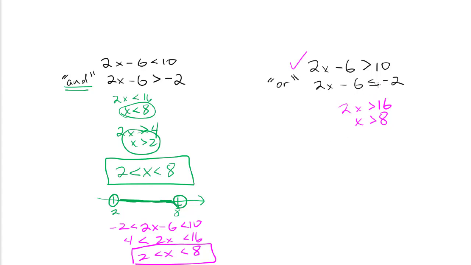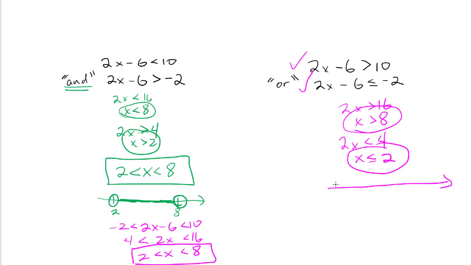2x minus 6 is less than or equal to -2. Add 6 to both sides. 2x is less than or equal to plus 4. Divide through by 2 again. X is less than or equal to 2. That's the solution for my second inequality. So these are my two solutions. What would that look like if I graphed that?